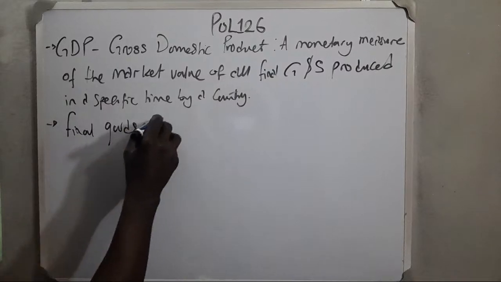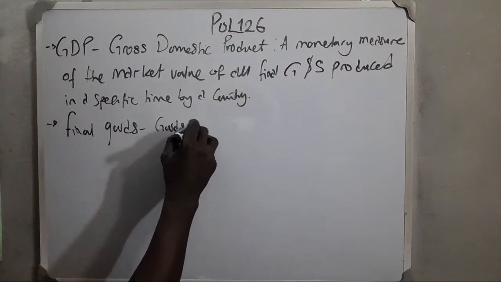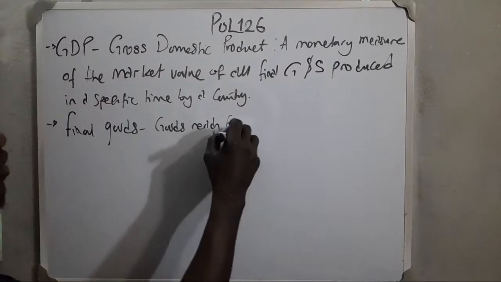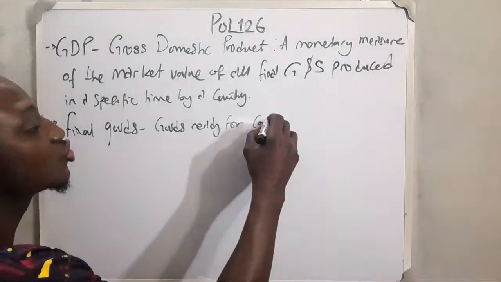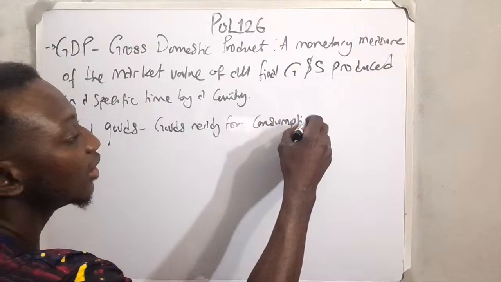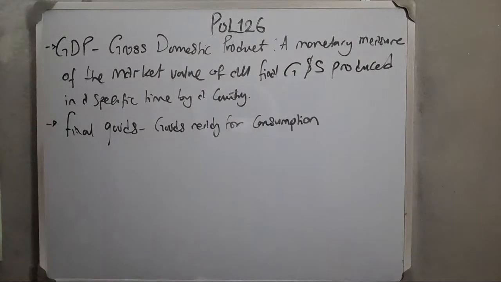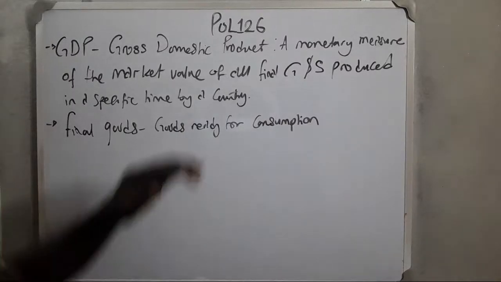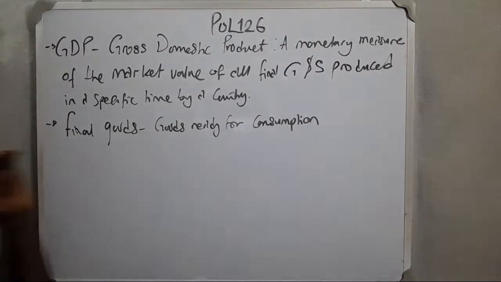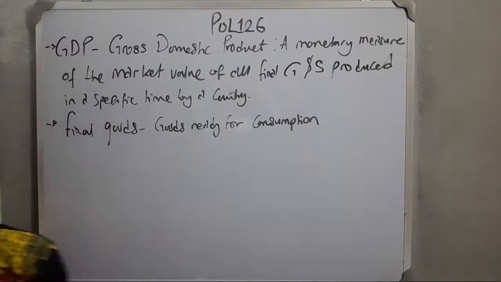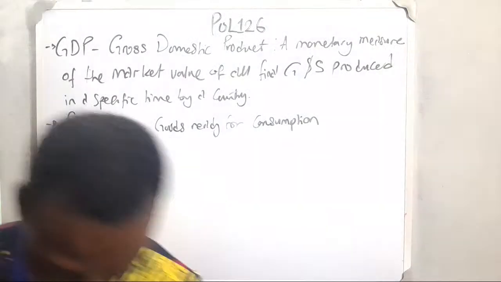All right, goods ready for consumption. Like I said the other time, goods that are not ready for consumption don't count in GDP. So these final goods we are talking about here are ready-made goods, goods that are ready for consumption.